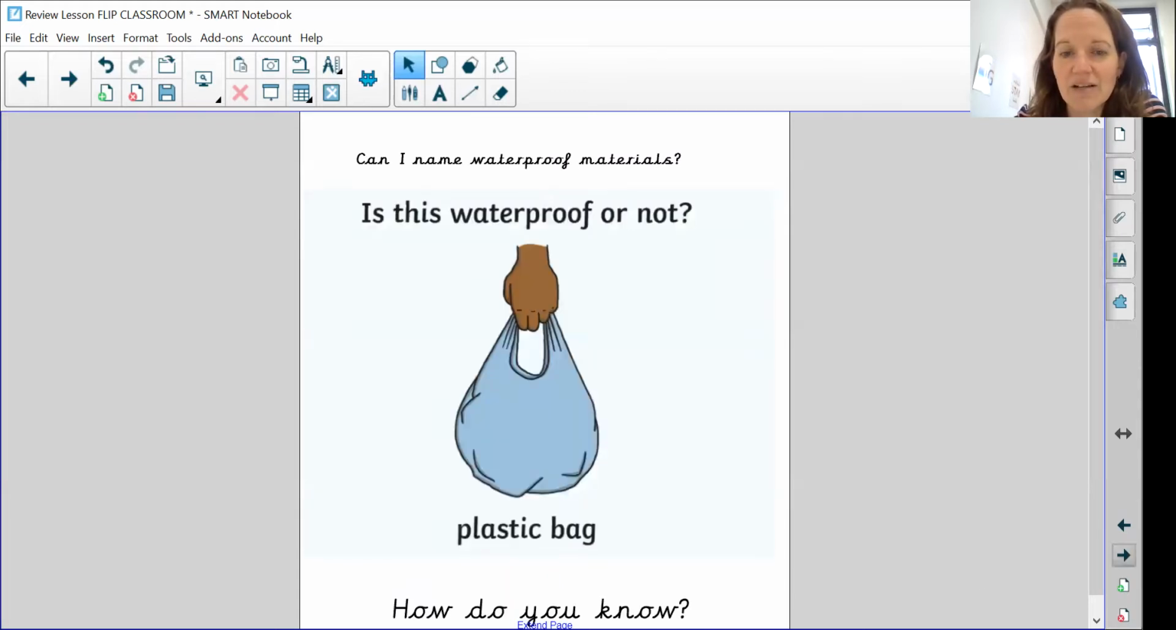Now, last thing we're going to look at is waterproof. So is this plastic bag waterproof or not? Well done if you said yes, it is. And we did that experiment, didn't we? We had some plastic, we put some water on it, and we checked, and the water didn't go through. So we knew that the plastic bag is waterproof.